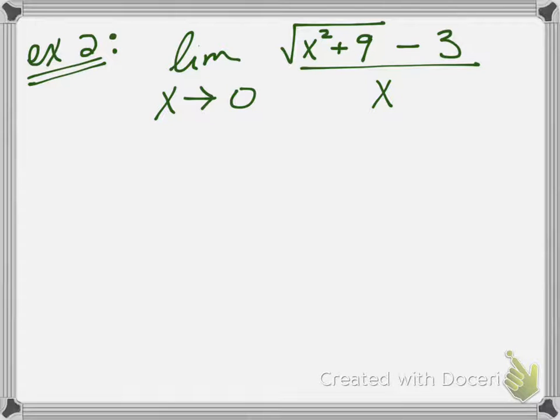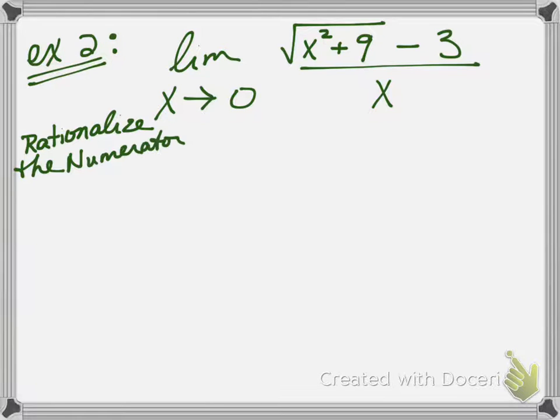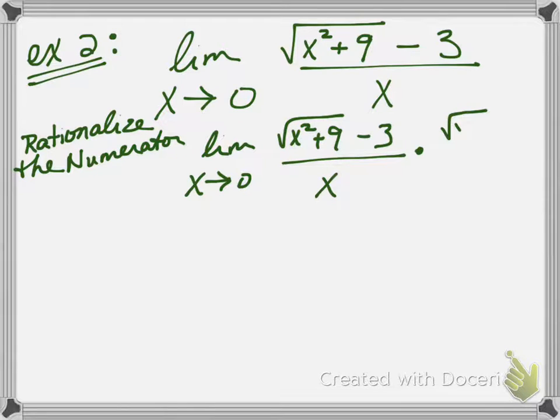When we have a square root, we're going to rationalize. And this is taking advantage of difference of squares. So I'm going to multiply by the radical conjugate, which is the same two terms that are in the numerator, but instead of subtraction, I'm going to have addition.